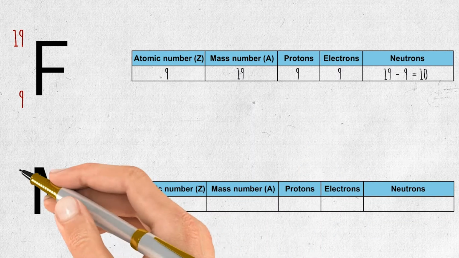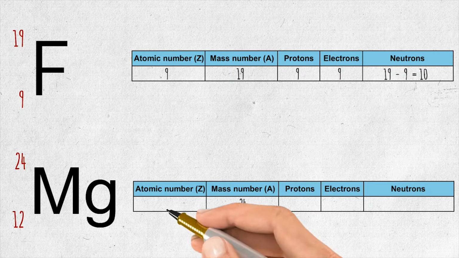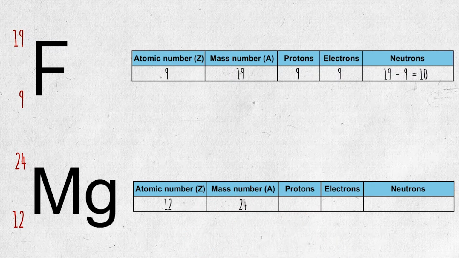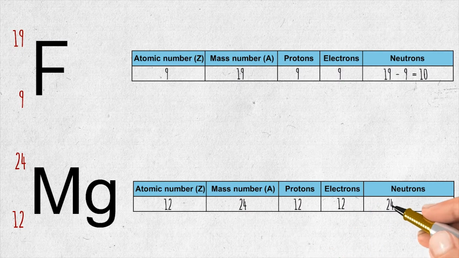Magnesium has a mass number of 24 and an atomic number of 12. If the atomic number is 12, then this atom must have 12 protons, and as a neutral atom must also have 12 electrons. In order to calculate the number of neutrons in magnesium, we simply subtract atomic number from mass number, which gives us 12.